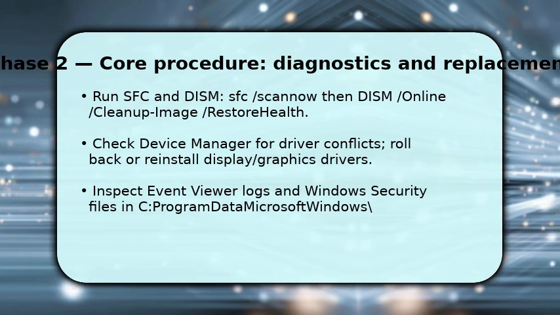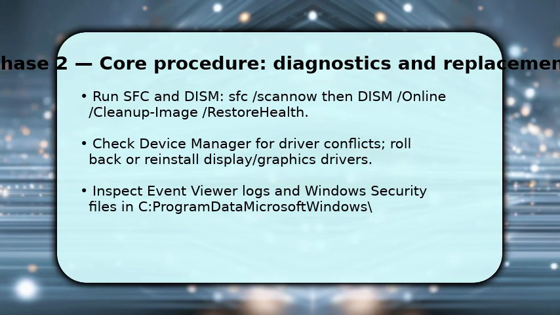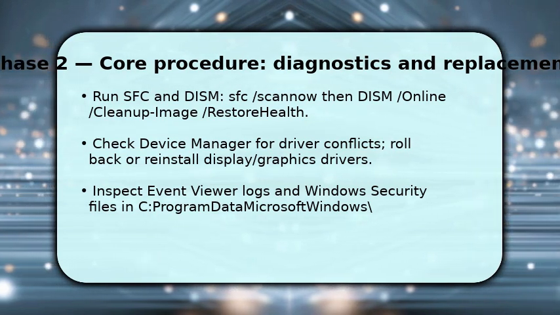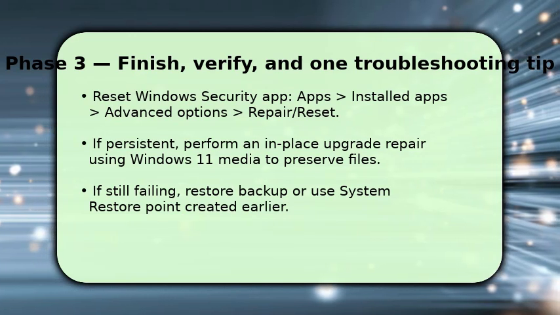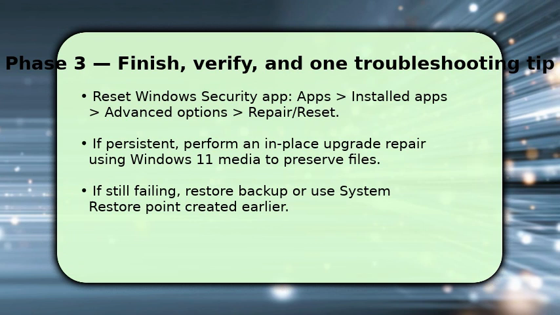You finish by repairing the Windows Security app. Go to Apps, find Windows Security, then choose Repair. If that fails, use Reset to rebuild app data. Once done, reboot normally. Make sure the white screen is gone and the security UI loads.